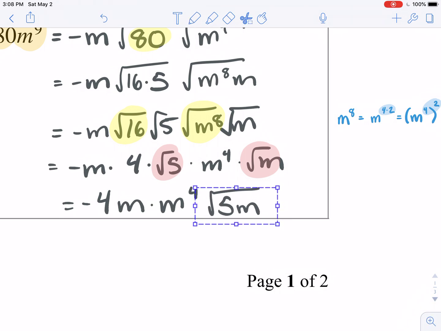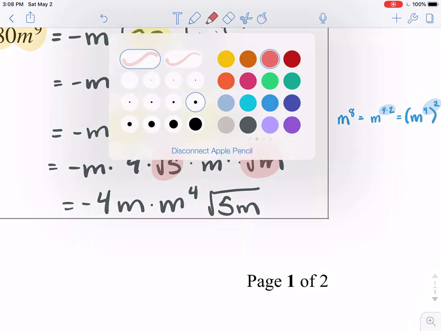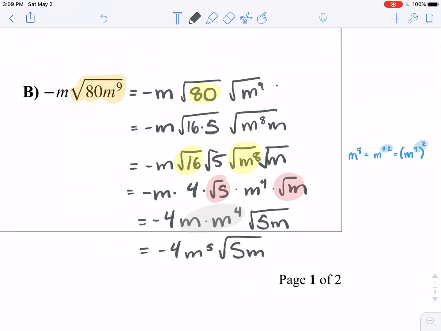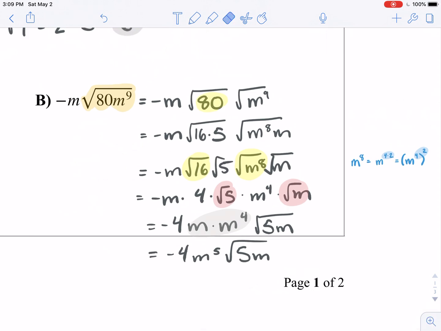Now I'm almost done, except now I can combine m times m to the 4th power. That's equal to negative 4m to the 5th power times the square root of 5m. And that's it. That's our solution.